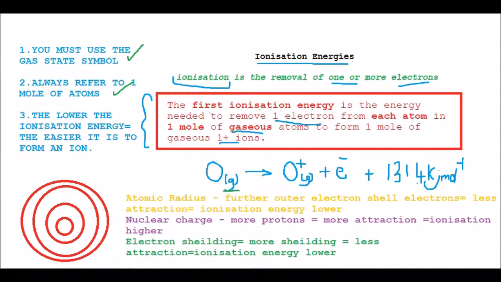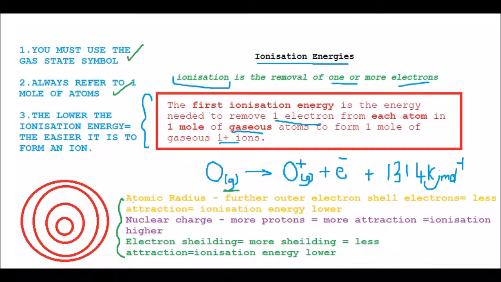If its ionisation energy is lower, that means it's easier to remove. That's just logical. Just remember that fact there, because you might be asked a question about it. And now we're going to look down here at these 3 facts. These are the 3 main things that affect the size of the ionisation energies.